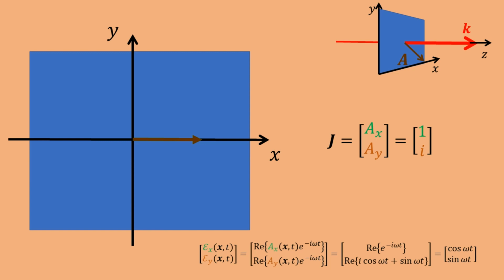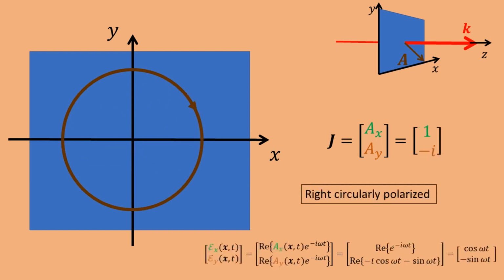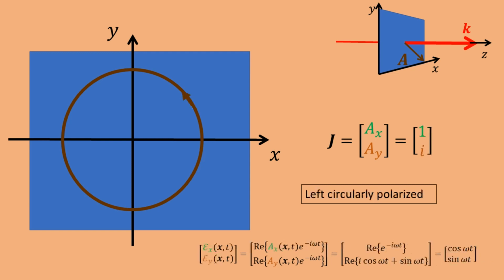As the time increases, the x component decreases while the y component becomes larger. When the y component is maximal, the x component is 0. If we complete this reasoning, we find that the electric field vector is rotating in circles, so we call this state of polarization circular polarization. Depending on the direction of the rotation, the light is either right circularly polarized or left circularly polarized.